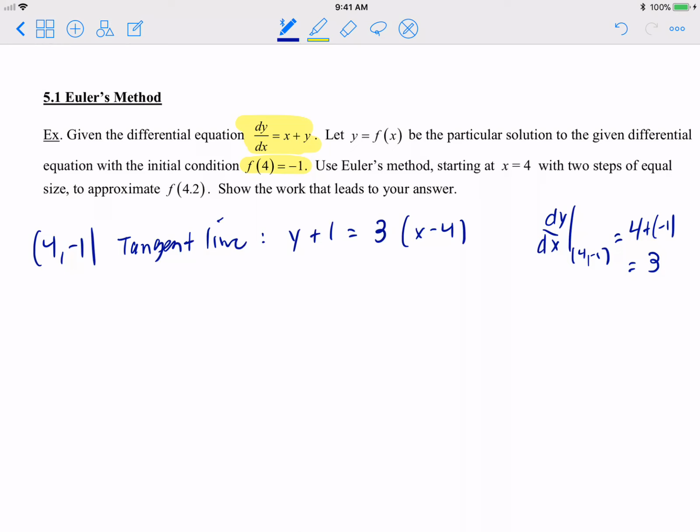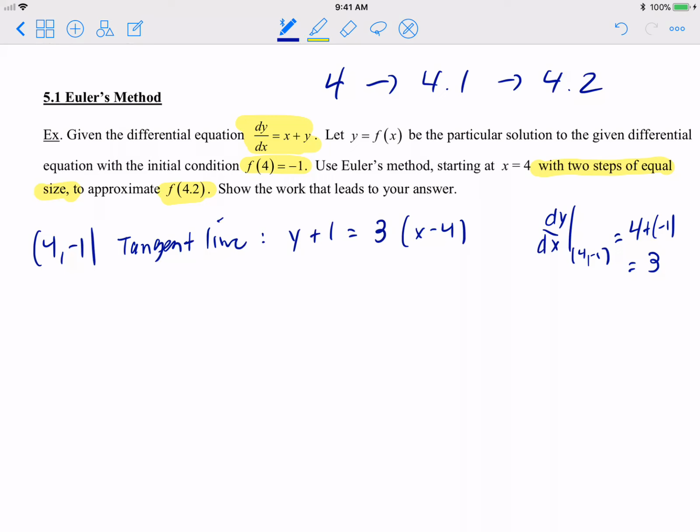Okay, now, what does this really say? This says use Euler's method starting at x equals 4 with 2 steps of equal size to approximate f of 4.2. So if I'm going to take 2 equal steps from 4 to 4.2, then that means I have to go from 4 to 4.1 to 4.2. That means I would take 2 steps of equal size to get from 4 to 4.2.